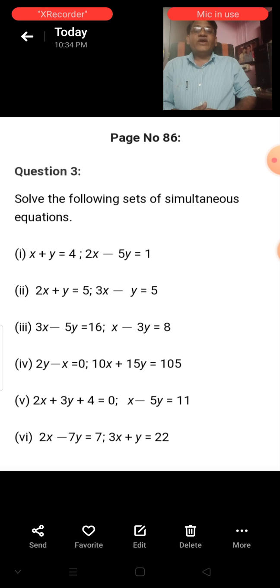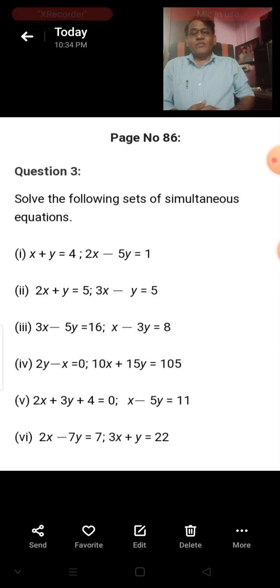So you have to consider that the equations are simultaneous, because the given equations are simultaneous only. It is already given they are simultaneous, so you only have to go and solve the equations. So how to solve the given equations? Here a total of 6 questions are there. We will solve one by one.